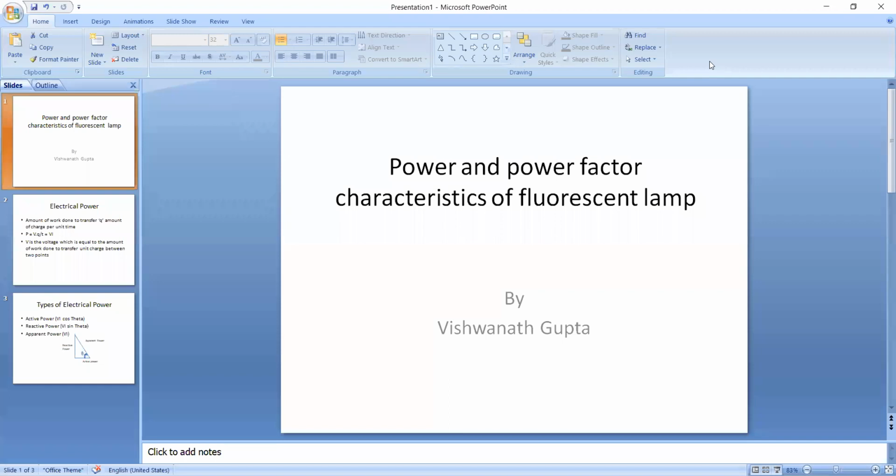Today our discussion is on power and power factor characteristics of a fluorescent lamp. Everybody knows how a fluorescent lamp looks, right? It is there in your home. If you do not have the LED one right now, which are available, we will go back to the fluorescent lamp later. First, power.